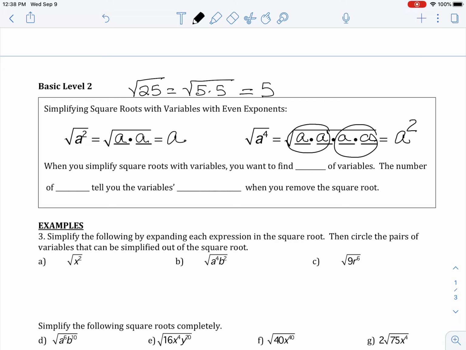When you simplify square roots with variables, you want to find pairs of variables. The number of pairs tells you the variable's exponent when you remove the square root. So if you go back up to the square root of a to the fourth, you see that there was one pair of a's and a second pair of a's, and so the exponent on a when you remove the root is 2.